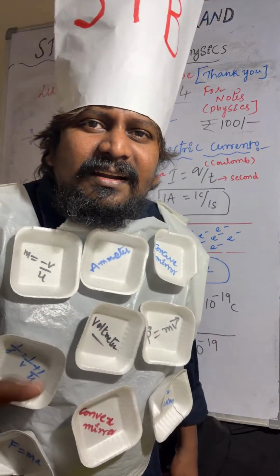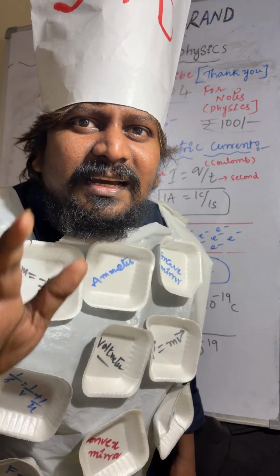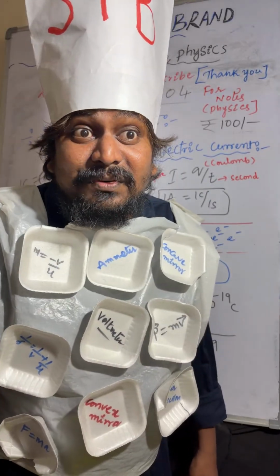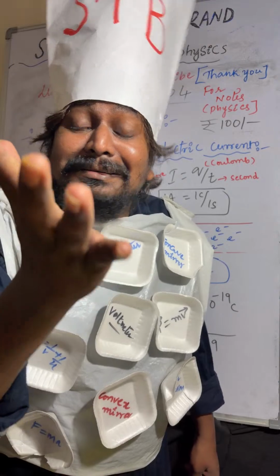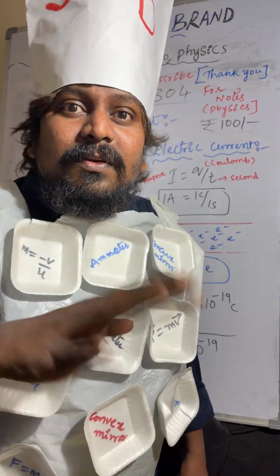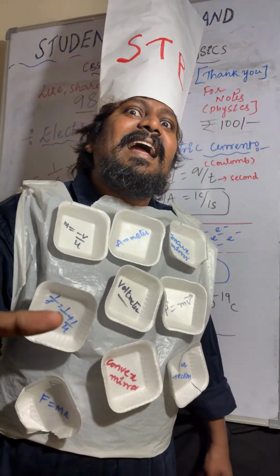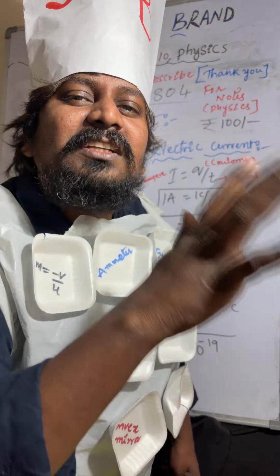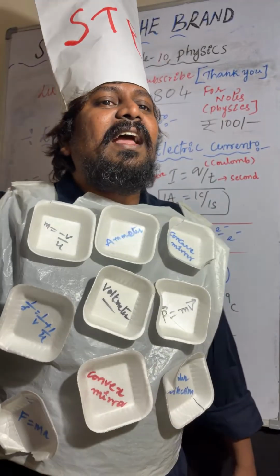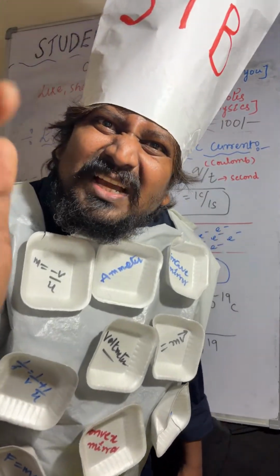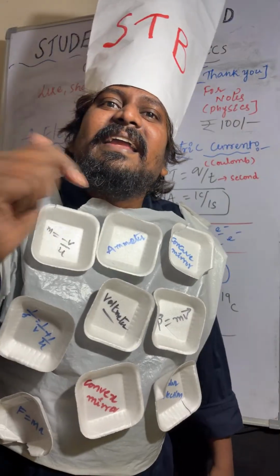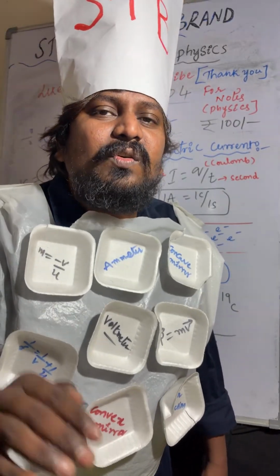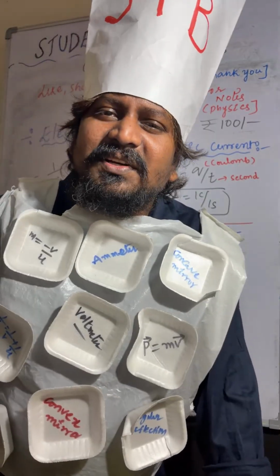If only 1 electron flows, will you say current is flowing? Only 2 electrons, only 3 electrons flow, will you say current is flowing? No, we can't say like that. Many charges, many electrons must be flowing in the conductor. Then only you can say current is flowing. That is nothing but quantization of charge. What is quantization of charge?